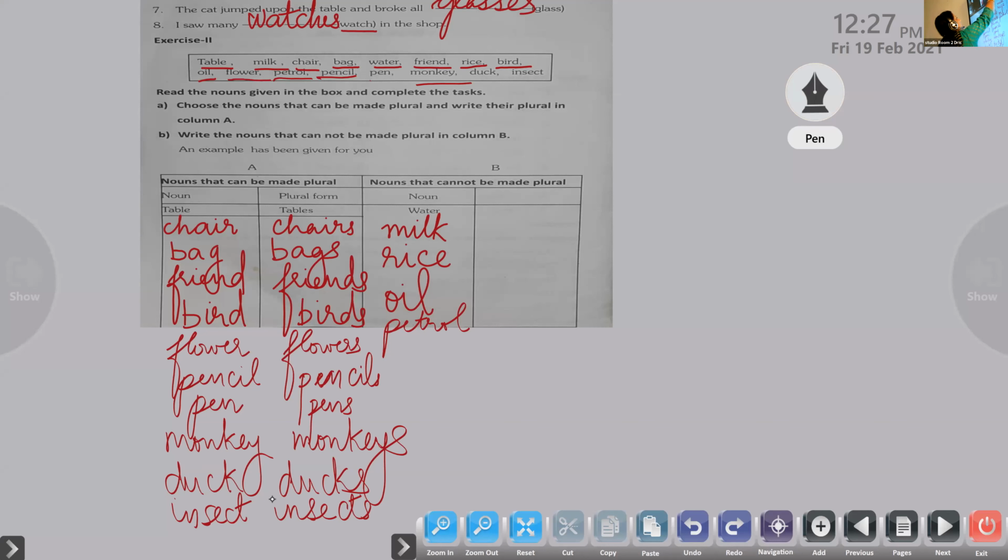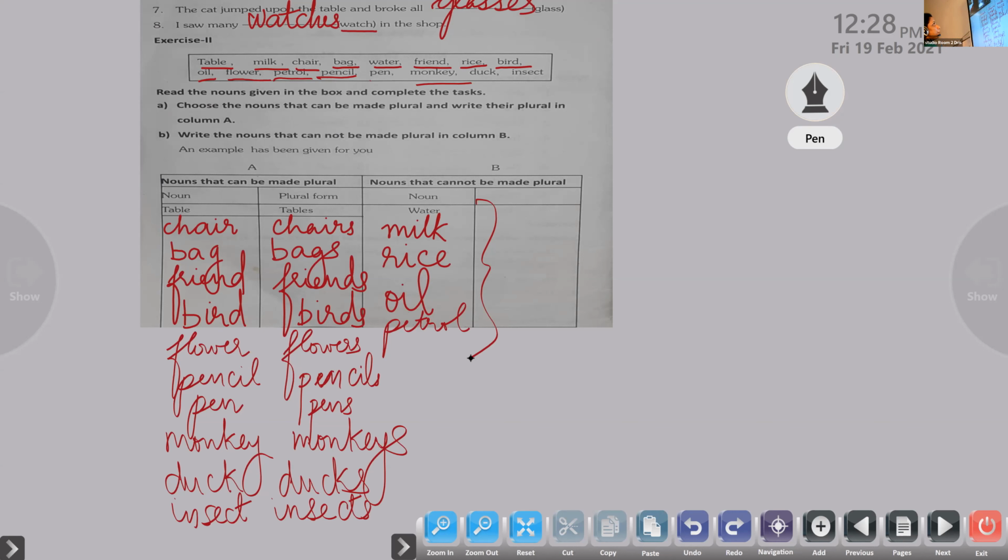So only these 5 words, that is water, rice, milk, oil, and petrol, which cannot be counted, so cannot be made into their plural form. Why means we cannot count it by using our common sense, we can know it. These things cannot be counted by numbers. So the nouns which could not be counted by numbers don't have the plural form. Okay, that's all. And which can be counted have their plural form. That's the difference here. Okay.